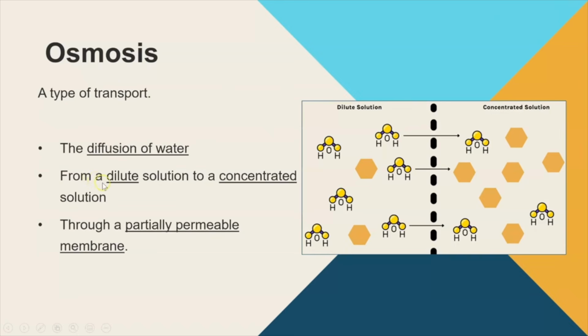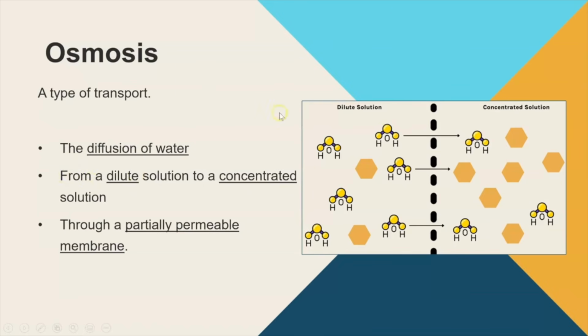The direction that the water moves is from a dilute solution to a concentrated solution. And that's what I've demonstrated on this diagram here. In the dilute solution, there are lots of water molecules compared to only 2 solute molecules. In a concentrated solution, you have much fewer water molecules compared to your solute. And that could be dissolved sugar, or it could be dissolved salt, for example.